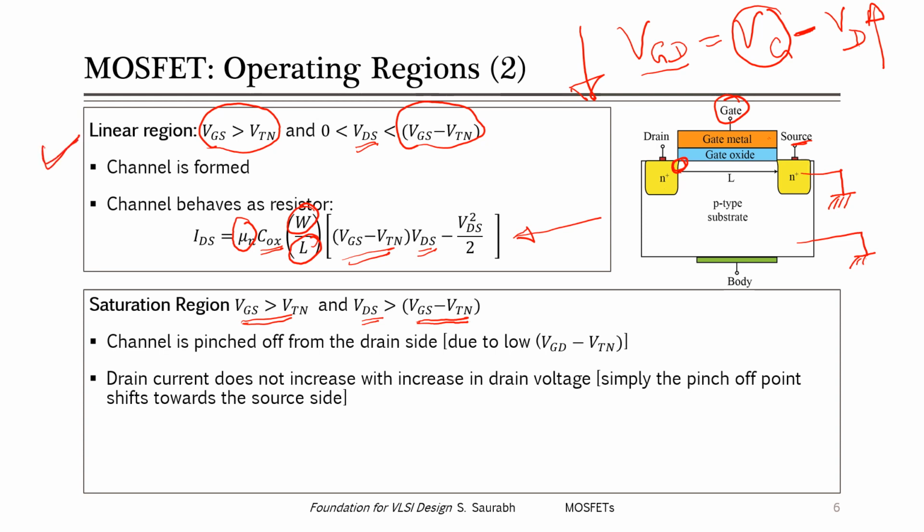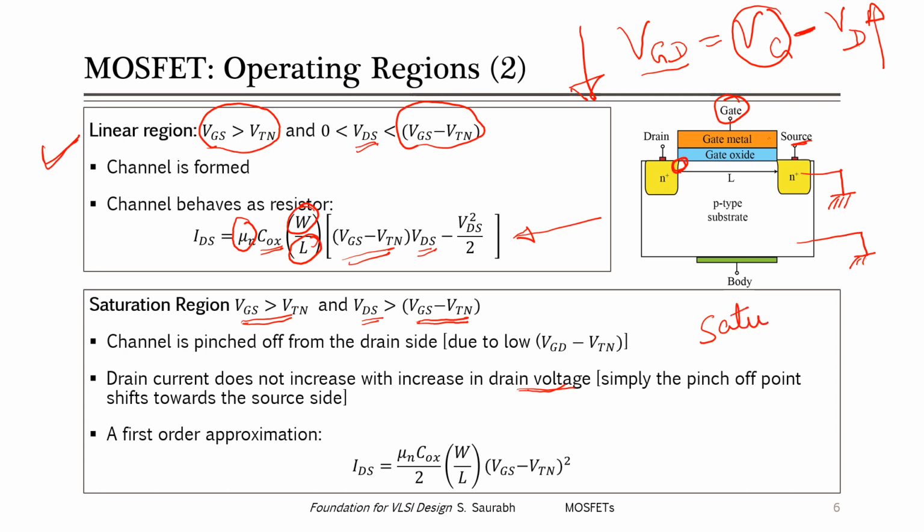Note that in the linear region it was behaving like a resistor, meaning that if we increase the drain voltage, the current between drain and source will go on increasing as per the drain voltage. That is what we have, a linear resistive region or linear region in a MOSFET. But when VDS is sufficiently high, the drain current will not increase with increase in the drain voltage, and simply the pinch off point will start shifting towards the source. What we will see is that the drain current is basically getting saturated. That's why this region is known as saturation region. So the drain current will get saturated, meaning that it will not depend on VDS.